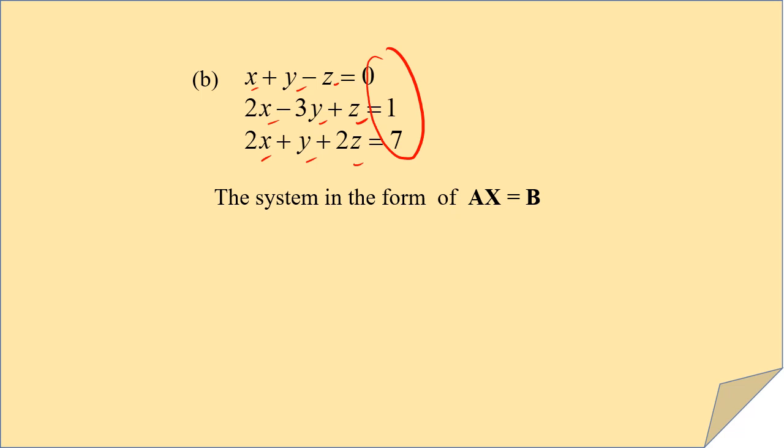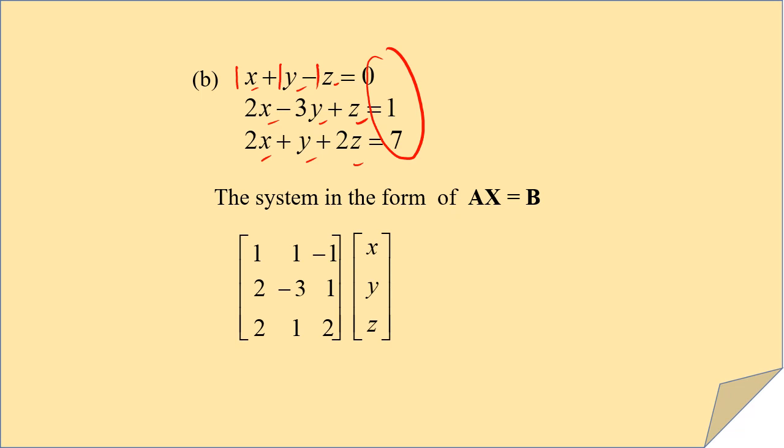What is the coefficient for the first row? Here it is 1, 1 and negative 1. And then for the second equation, 2, don't forget the sign, negative 3 and 1, because it's supposed to be adding up. So if we have a minus, then we have to take it as the sign. And then the third row is 2, 1, 2. The variable matrix is X, Y, Z. And the last one is the constant matrix, which is equal to 0, 1, 7. Really easy.